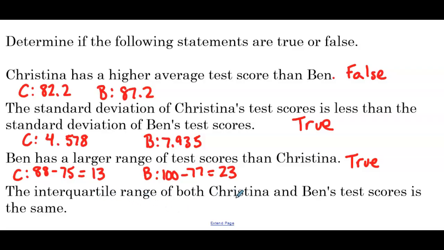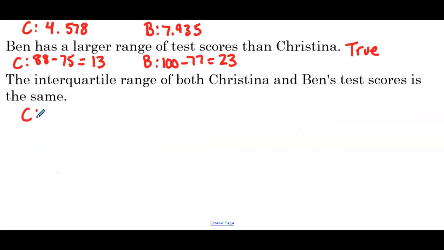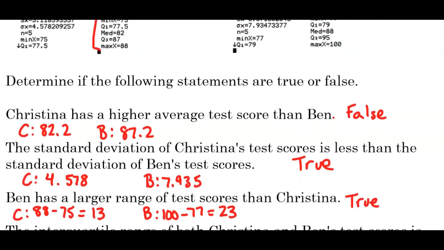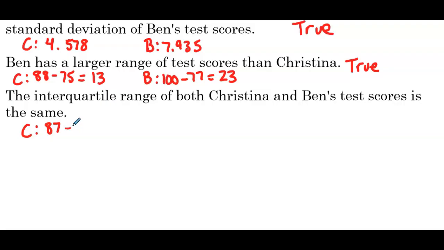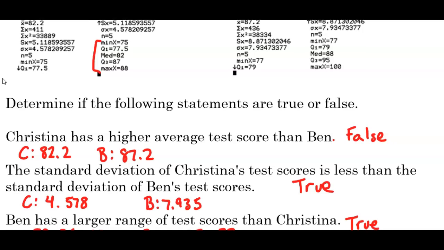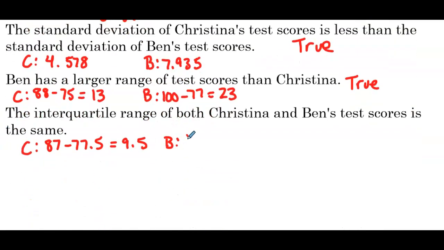The interquartile range of both Christina and Ben's test scores is the same. So interquartile range, that's the difference between the first and the third quartile. So for Christina, that's 87 minus 77.5, so that's going to be 9.5. And for Ben, that's 95 minus 79, so that's going to be 16. So we can see pretty clearly that they are not the same. So this statement is false.